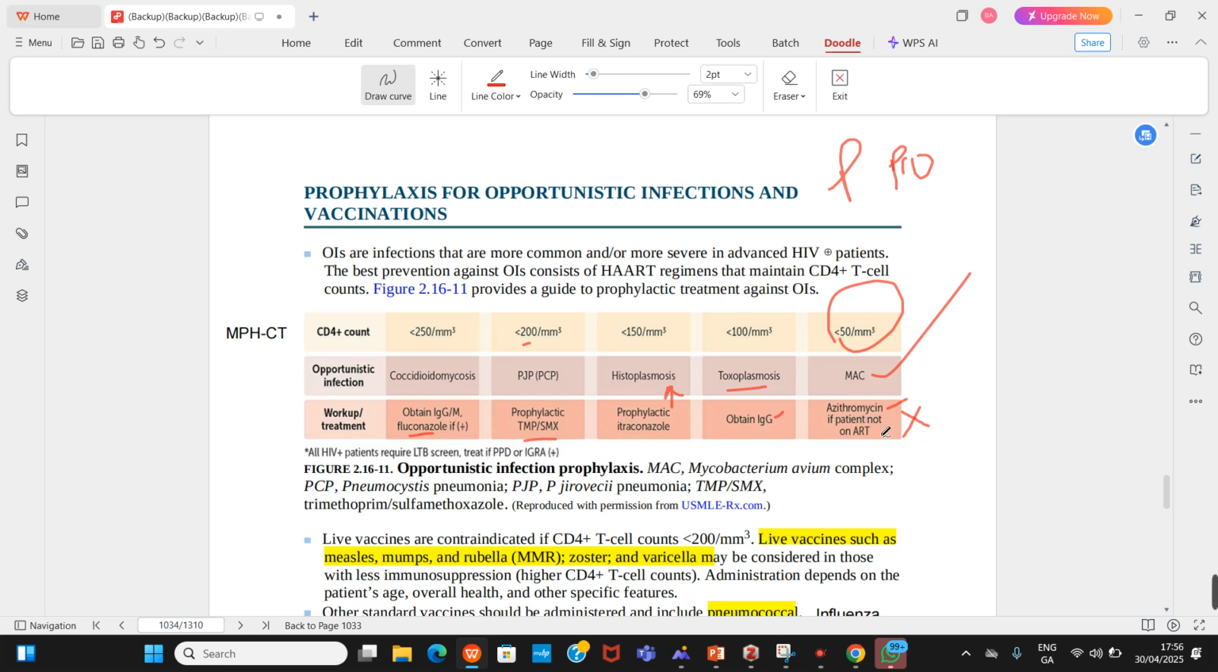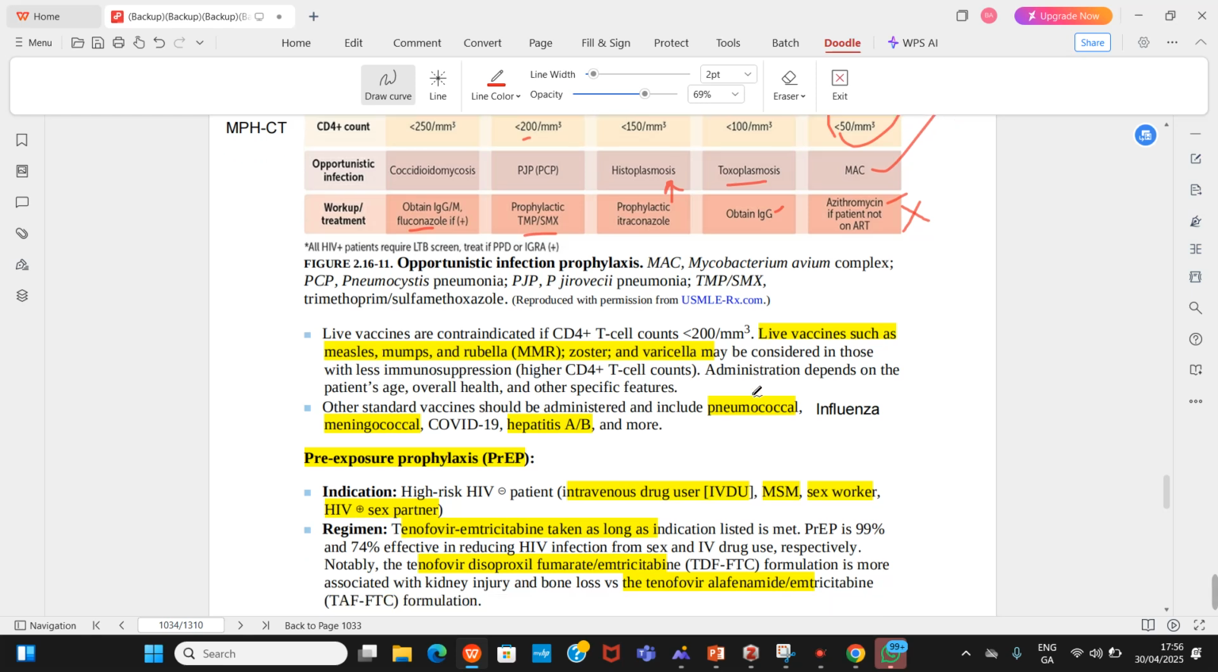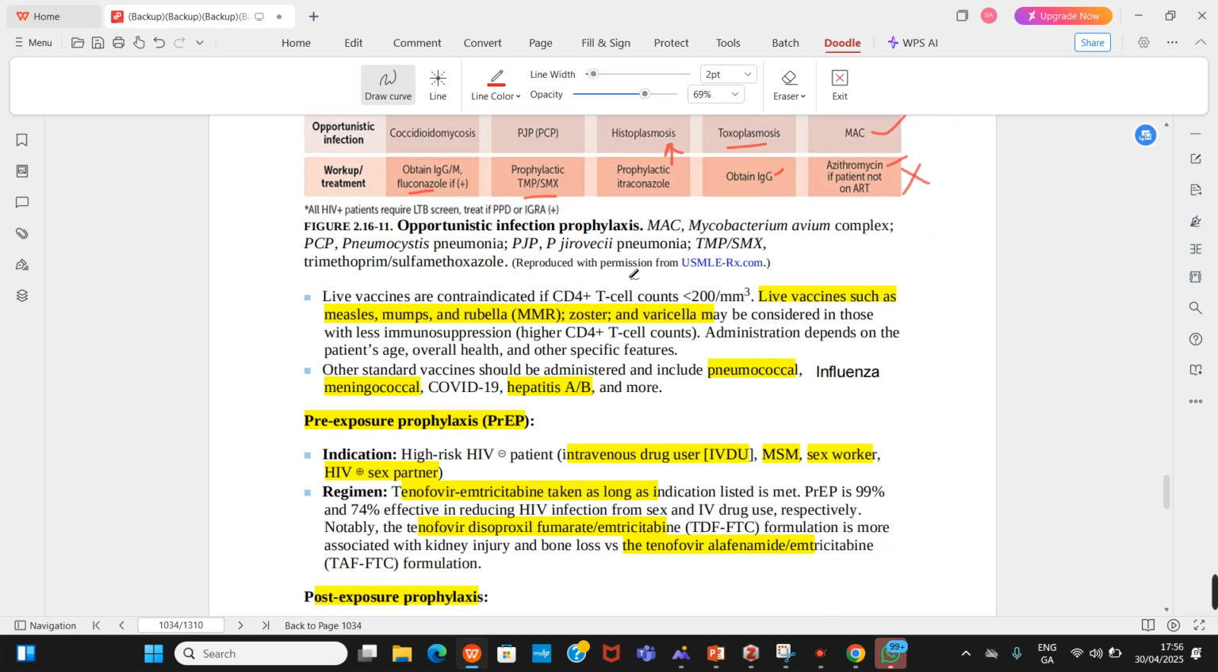MAC: if it's on HAART, don't do anything. If it's not on HAART, give your azithro. We have talked about 200: give your Septrin. And if it's less than 100 and IgG is positive, give Septrin too for toxo.